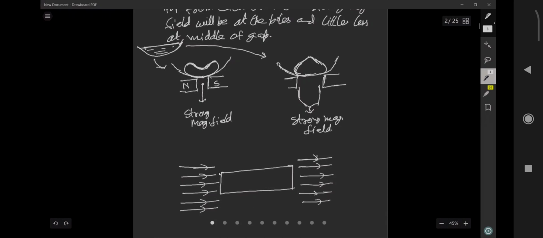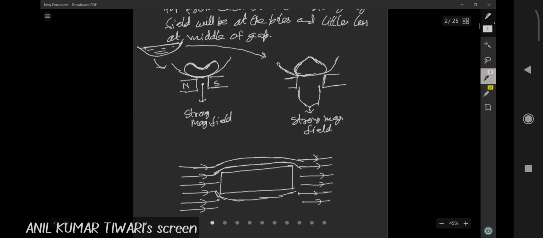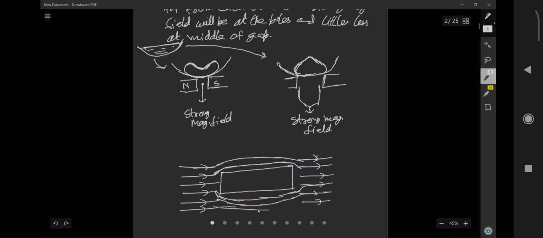Then how will the line of forces go? The line of force will be repelled, and it will go like this. This will go like this. This will go like this. This will go like this. This will go like this. And this will go like this. And this will go like this.